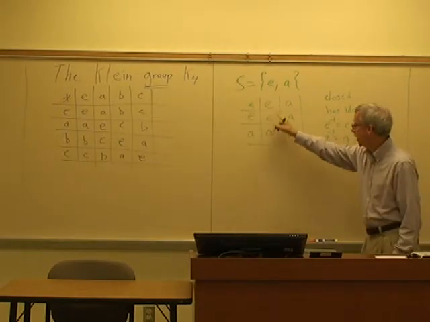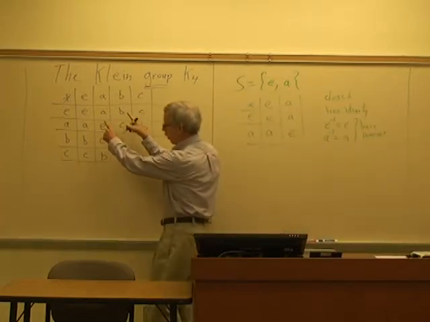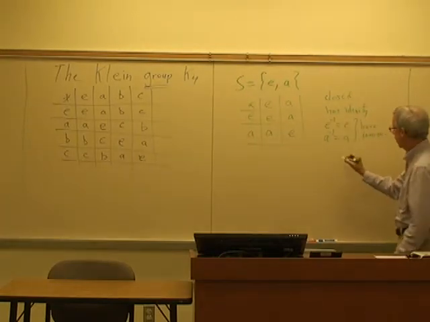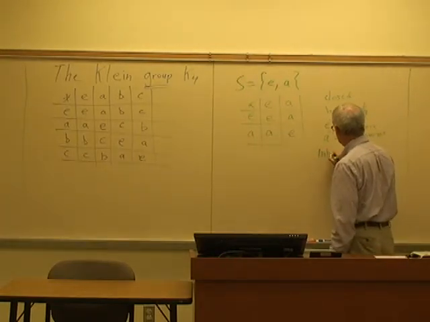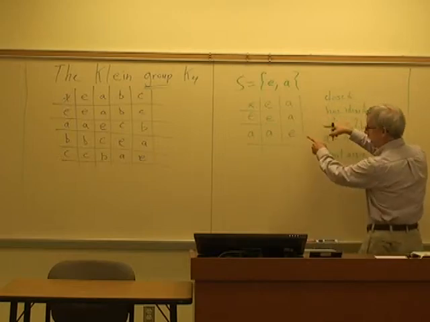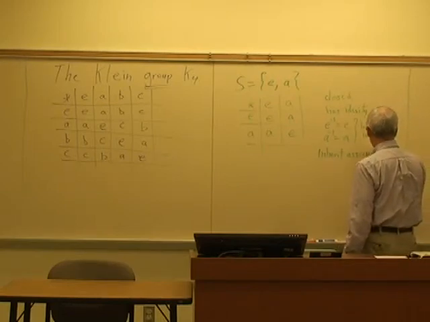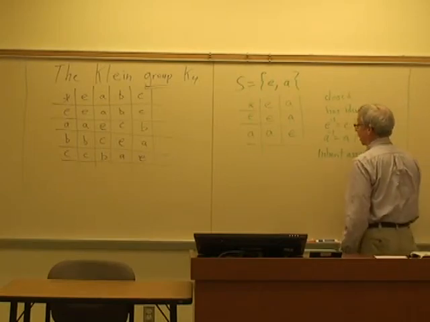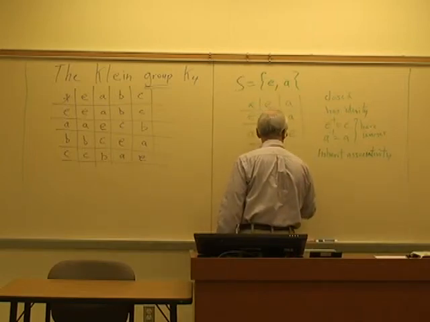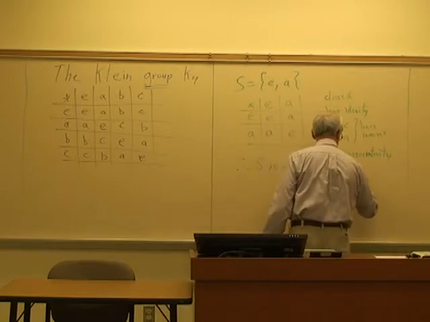Because if I take any three of these and mix them, because they're already associative over here, I know they must be associative here. So we say for a subgroup, we always inherit associativity, because the elements we're picking are already associative in the bigger group. Therefore, S is a subgroup of the Klein 4 group.